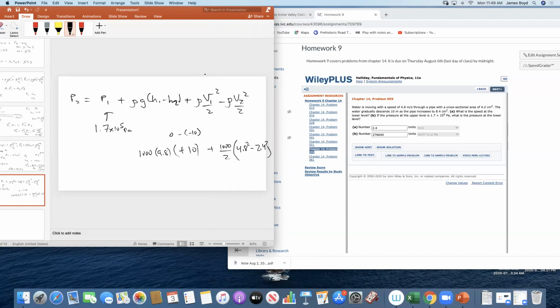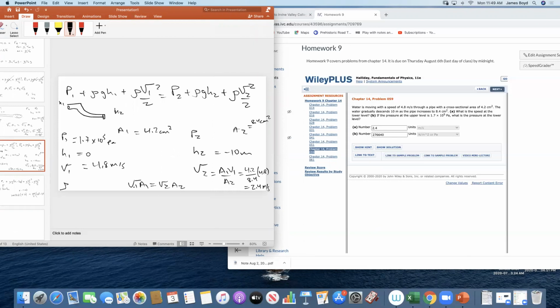But anyway, the point here is that you're almost always given one of the V's and both of the areas. So you can find the other velocity from the continuity equation here. And then it's just a matter of plugging in the variables that you know from the problem and finding whatever they ask you for.